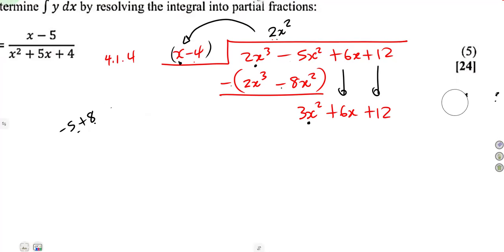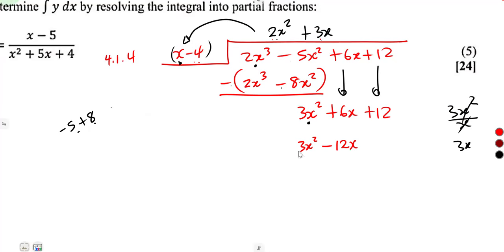Divide again, first term always, first term to the first term. So this time it is 3x squared divided by x. And this is going to give us 3x. So that's plus 3x, which is going to multiply everything there on this part. Everything. 3x times x, that's 3x squared. 3x times minus 4, minus 12x. Then subtract as usual.